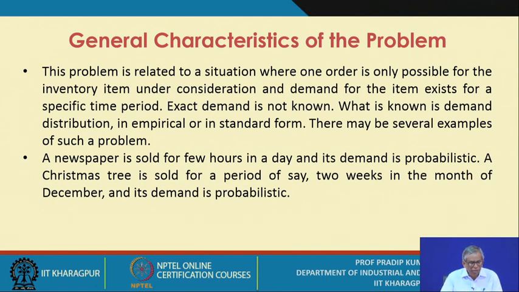Okay. Similarly, a Christmas tree is sold for a period of, say, 2 weeks in the month of December, and its demand is probabilistic. That's why this problem is also referred to as the Christmas tree problem. Okay, so I repeat, the problem is referred to in many texts as the newsboy problem or news vendor problem, or the Christmas tree problem.